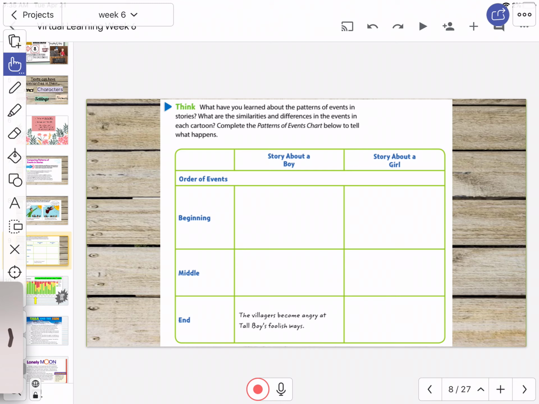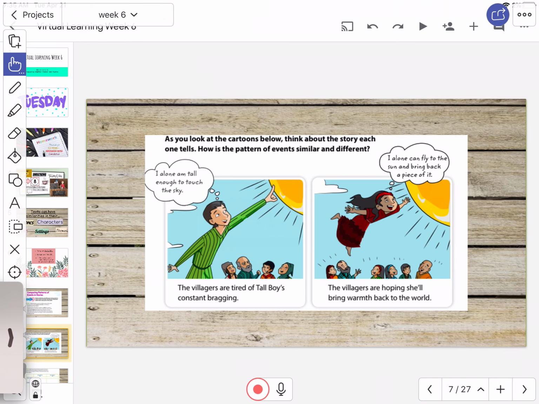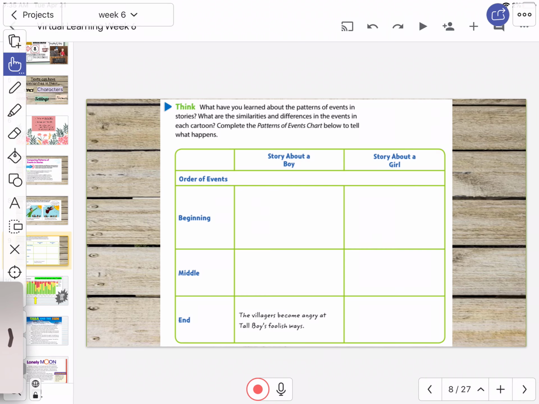Okay, so it says, what have you learned about the pattern of events in the stories? What are the similarities and differences in the events of each cartoon? So it gives us an anchor chart that we could use here, or a graphic organizer. So in the story about the boy, if we go back, it says, I alone am tall enough to touch the sky. That's what happens in the beginning. But by the end, the villagers become angry at the tall boy's foolish ways. I guess in the middle somewhere, it would kind of say that he's bragging and saying it over and over and over. Okay.